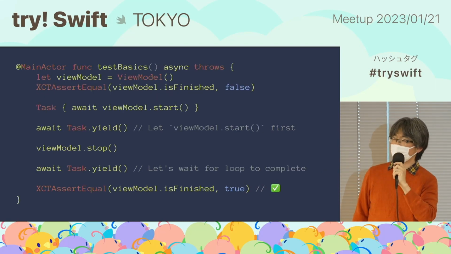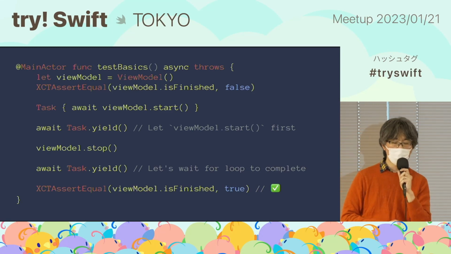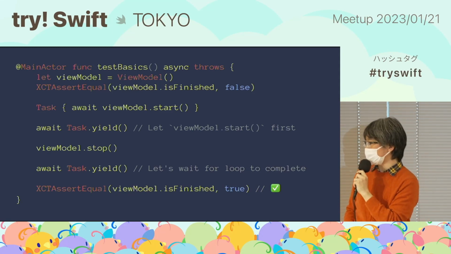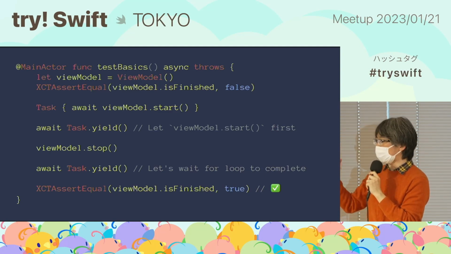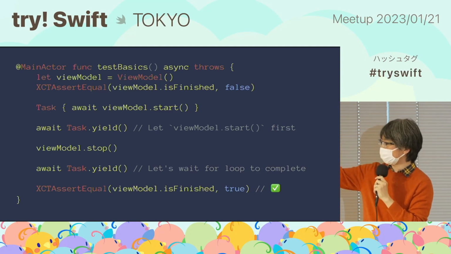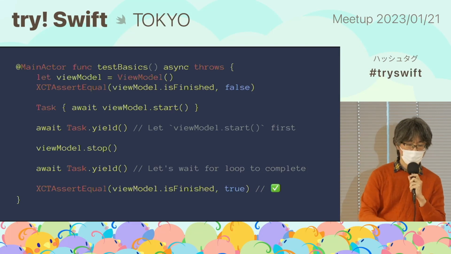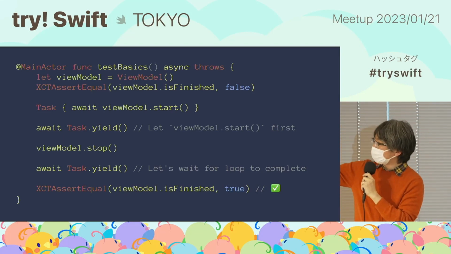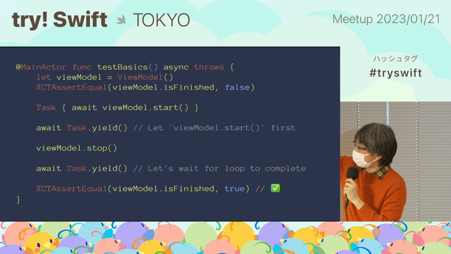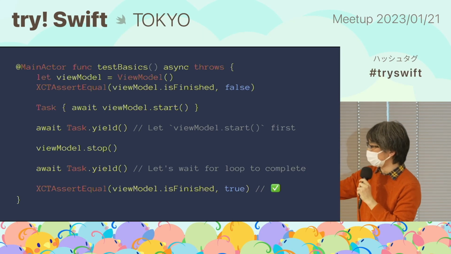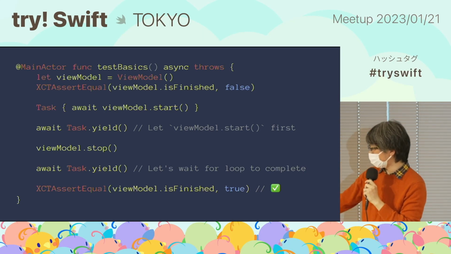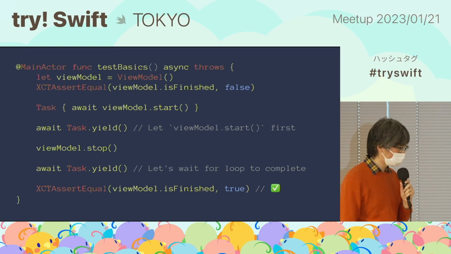In Swift concurrency, we don't have a test scheduler. So instead, we can actually use Task.yield. As I said earlier, it's a method to let other tasks run first before moving on to the next one. So we call start with an unstructured task. This will be a bit slow, so we wait for that first, and then we call stop. And then we also wait for another tick again to get isFinished to be true.